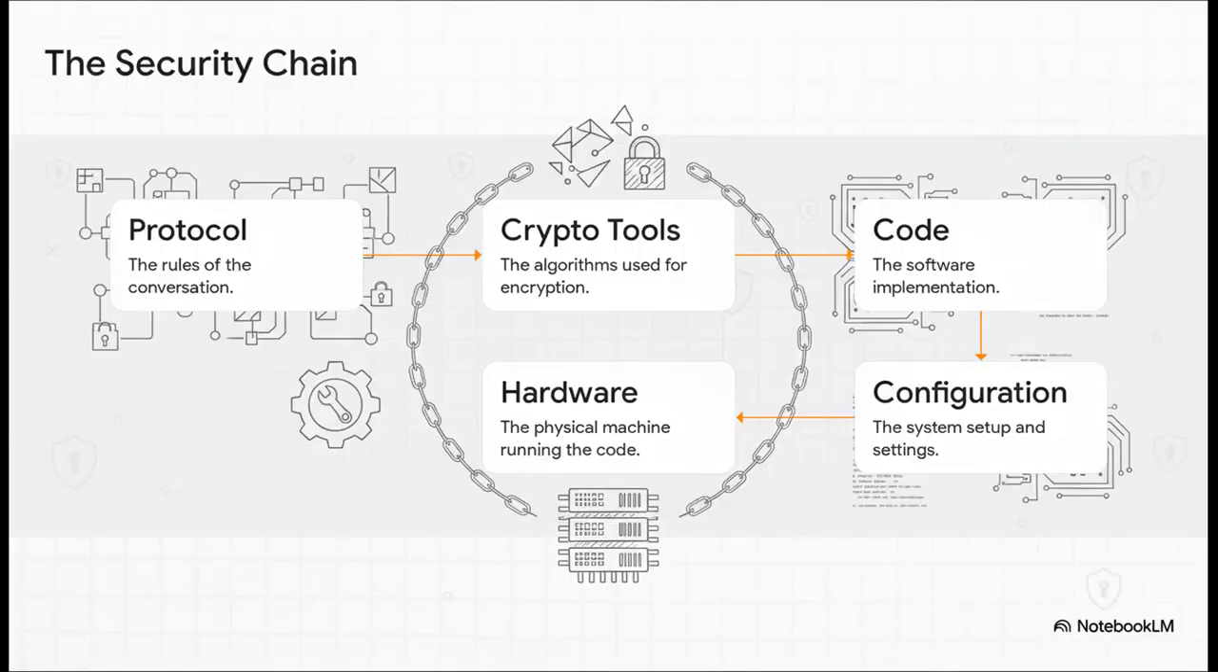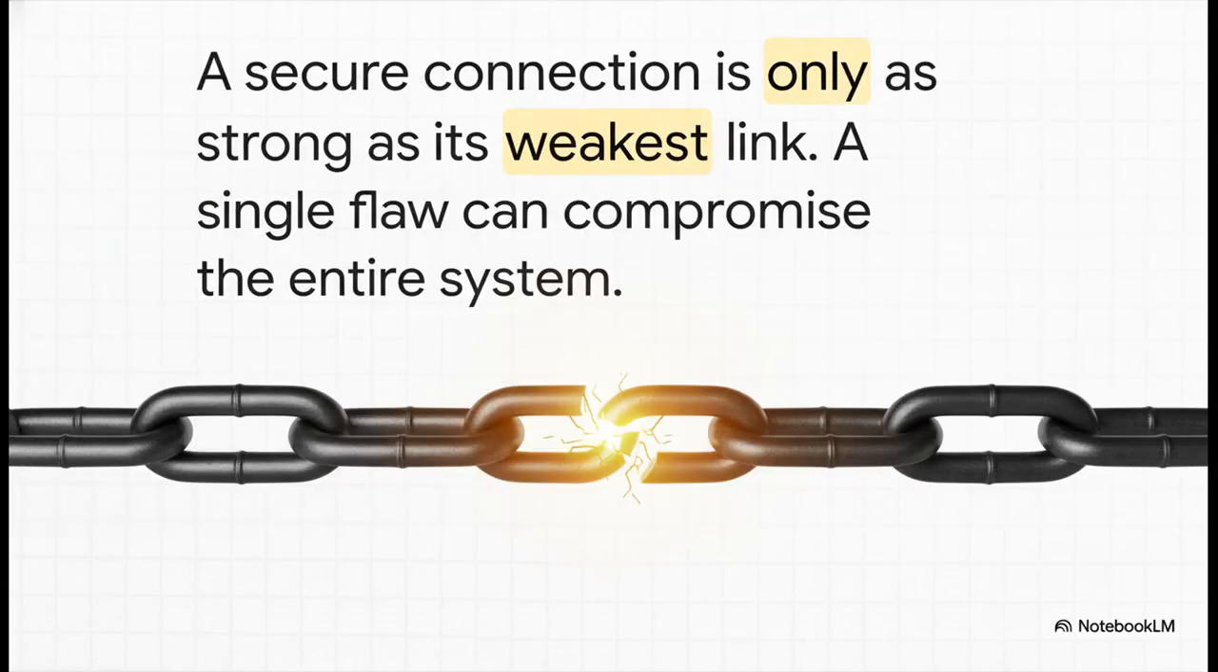TLS security isn't just one thing. It's a chain. It starts with the abstract rules of the protocol, then it goes to the crypto tools being used, then to how well the code is written, how the system is set up, and it goes all the way down to the physical silicon chip it's running on. And the key takeaway is that a weakness in any one of these links can destroy the entire system.